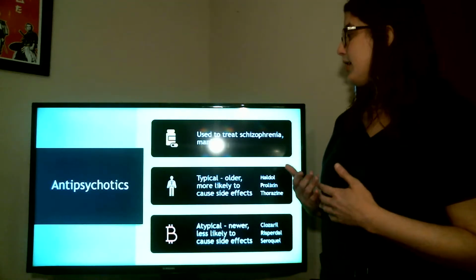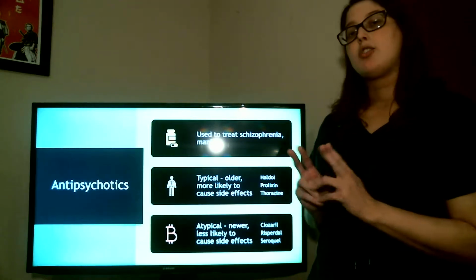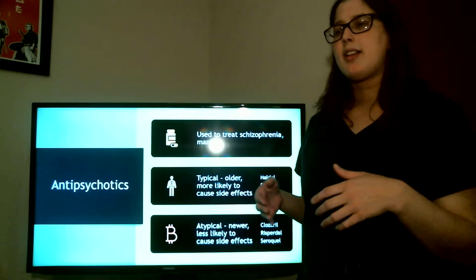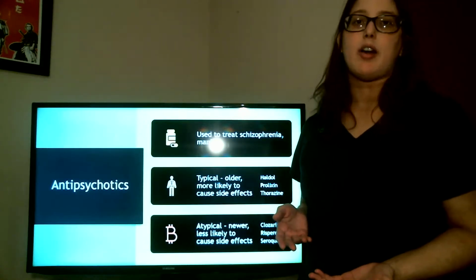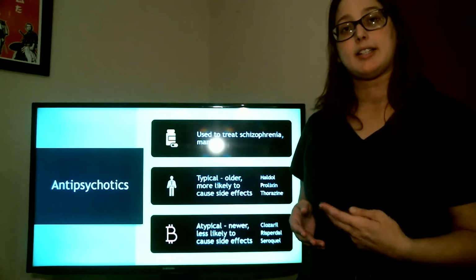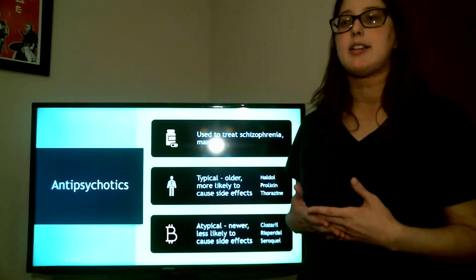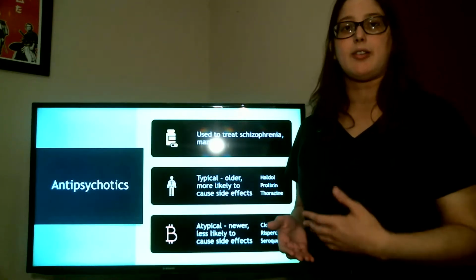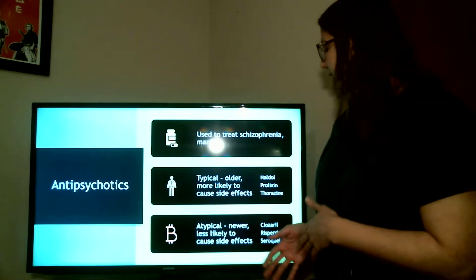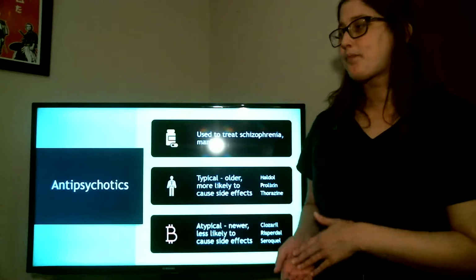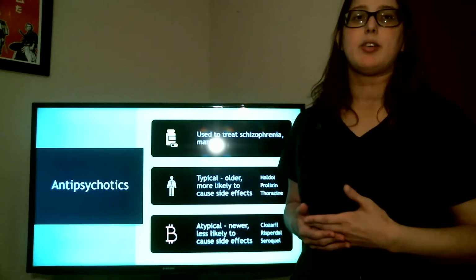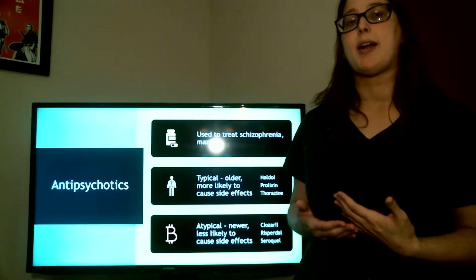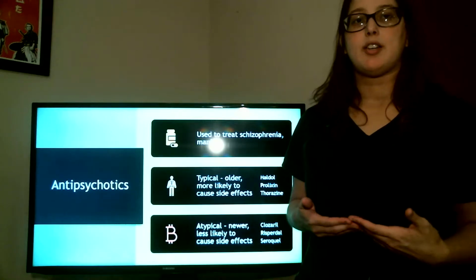Antipsychotics are used to treat schizophrenia and mania. We've got two categories. The first one is typical antipsychotics. These are older, developed around the 1950s, and they're more likely to cause side effects, and this includes your Haldol, your Prolixin, your Thorazine, drugs like that. Then we have your atypical antipsychotics. Those are your newer drugs, and these are less likely to cause side effects. These include Clozaril, Risperdal, and Seroquel. The one I'm going to go into more detail about today is Clozaril, because that's one of the medications that has a bunch of clinical indications.